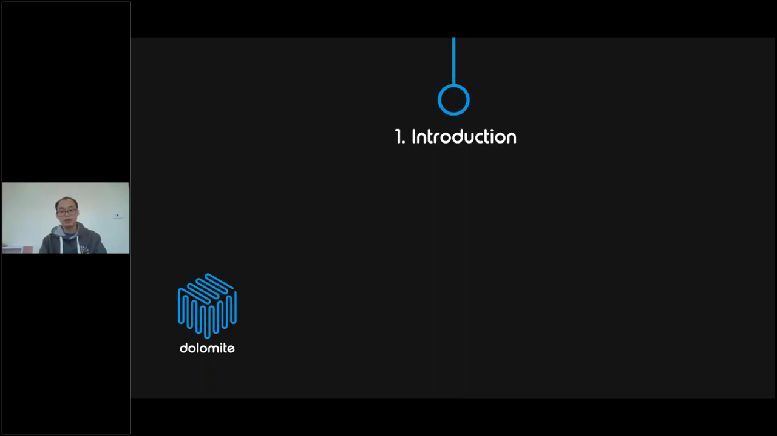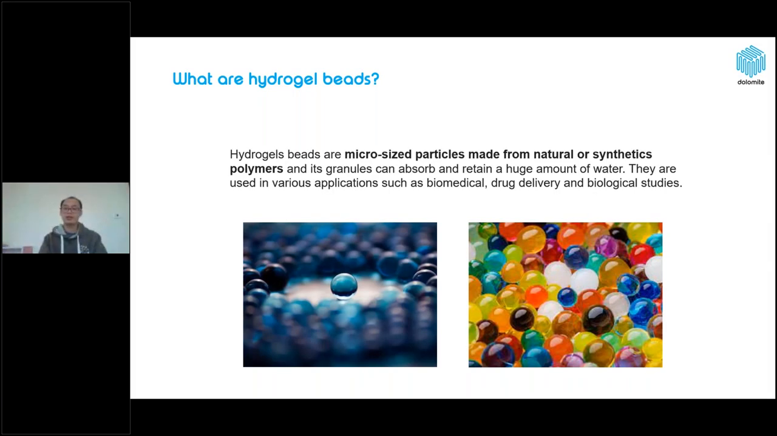First, what are hydrogel beads? Hydrogel beads are defined as micro-sized particles made from natural or synthetic polymers, and each granule can absorb and retain a huge amount of water. They are used in various applications, such as biomedical drug delivery and biological study.